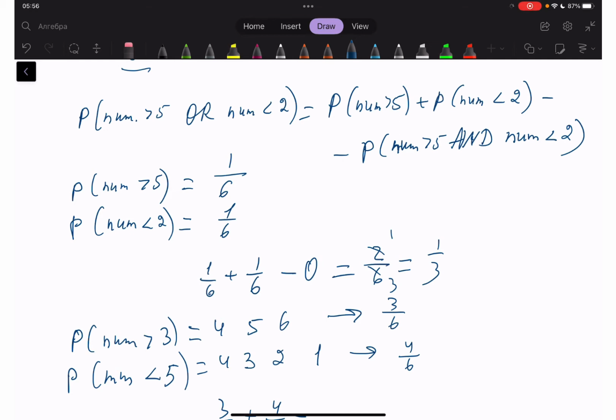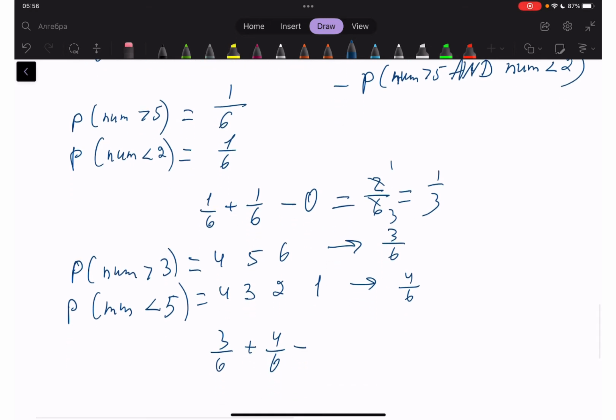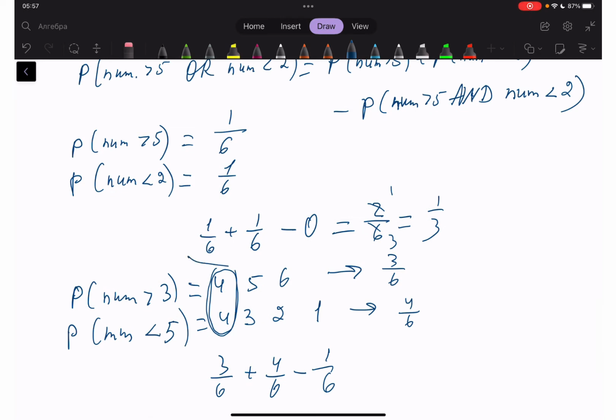So when we look into that, see what's happening here. This 4 is repeating itself in both cases, so it will give us false result, correct? It will duplicate 4. Therefore, how many elements are duplicating? Only one, that's a 4. Therefore, I'm doing minus 1 over 6. This is why here I have 0, because greater than 5, less than 2, they don't have overlapping. Okay? Just so you understand. All right, so the answer is 1/3.